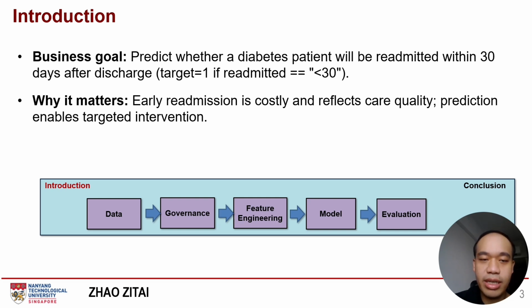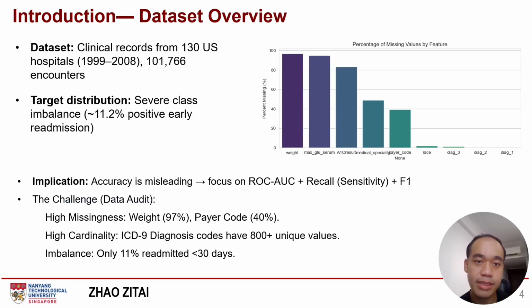The core challenge is that healthcare data is messy. We face missing values, high cardinality, medical codes, and a severely imbalanced target. So our key question becomes, can strong data governance turn these data issues into useful signals and improve real-world model value? This slide summarizes our dataset.